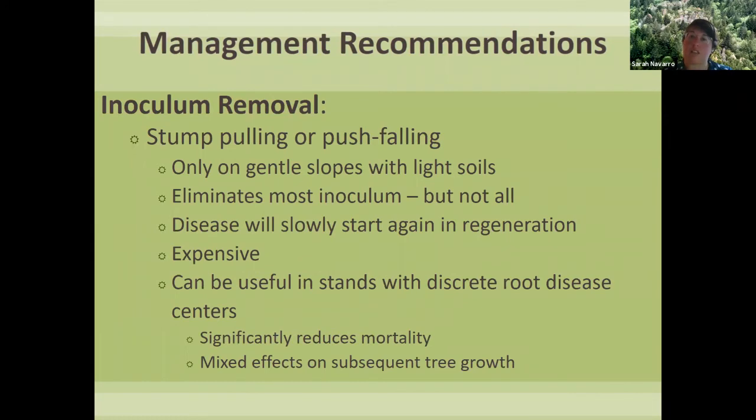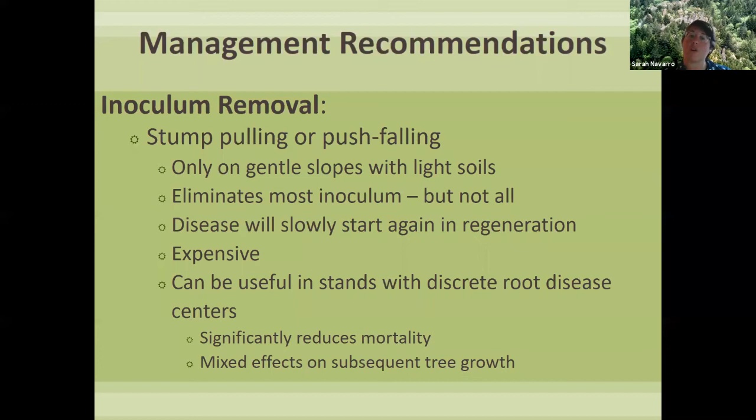Inoculum removal, so this kind of gets to the stump grinding question. So stump pulling or push falling of stumps has been done in the past. It's currently not in use, to my knowledge, anywhere in Oregon or Washington. British Columbia does do stump pulling, but it is subsidized by their government. And so they do have landowners on what's called crown-owned land, so it's leased land, that they are doing stump pulling on, but it is subsidized. And so it's pretty expensive.